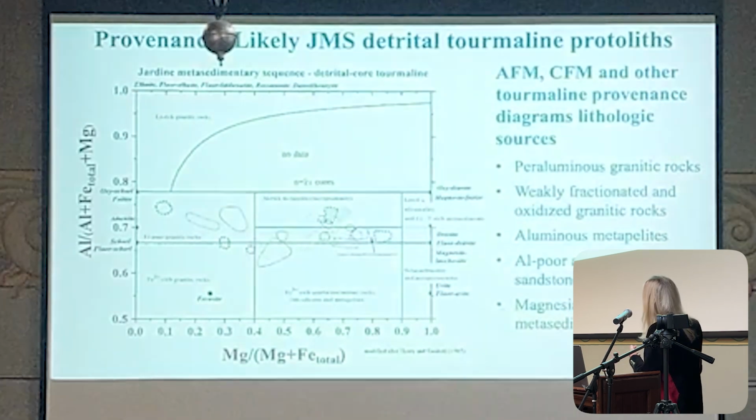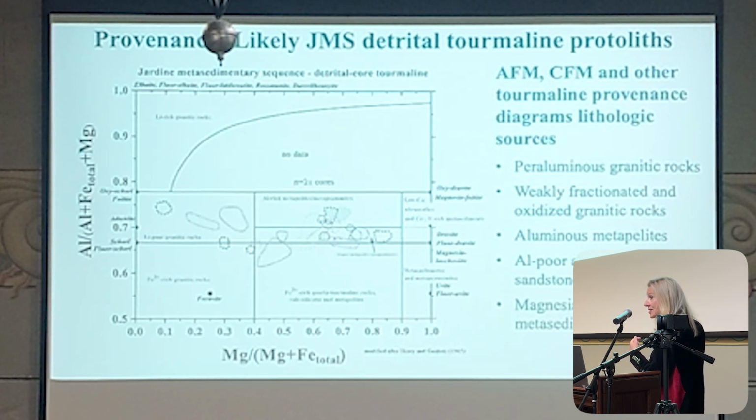And we can see at least 5 different host rocks that are consistent with these detrital tourmalines. And you can see they're quite a range from peraluminous granitic rocks to magnesium-chromium-bearing sediments. And they span this range. Each of these clusters is a group of detrital tourmaline compositions. So this allows us then to get back at the host rock, which shed tourmalines into the basin that was then metamorphosed to be the Jardine metasedimentary sequence.